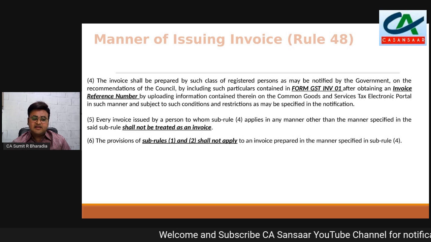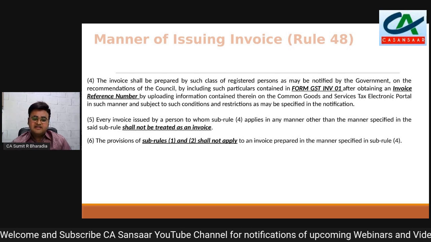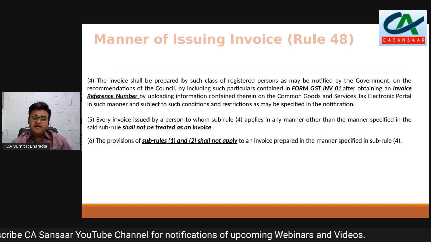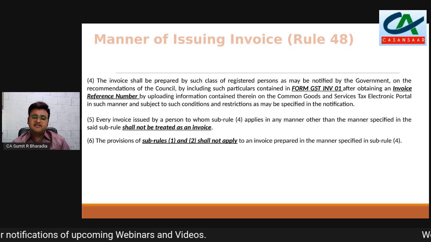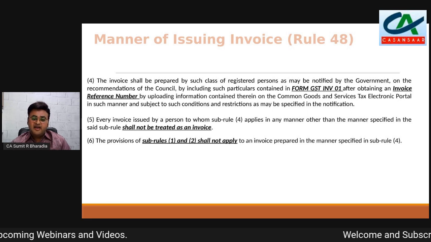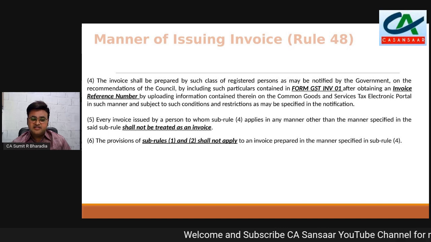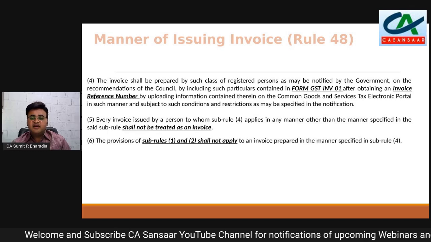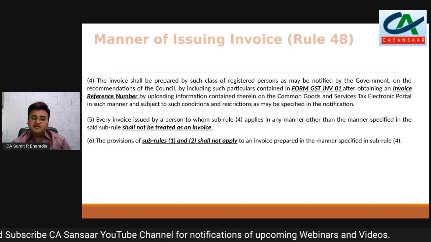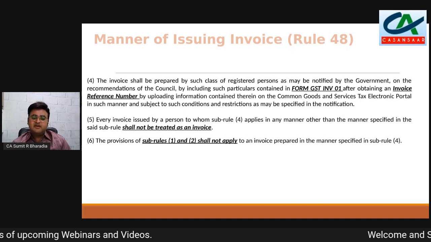Now for e-invoicing, sub-rules 4, 5 and 6 have been introduced. Sub-rule 4 states that the invoice shall be prepared by such class of registered person, that means whose turnover exceeds the limit as specified, in such format, that is the schema form GST INV-01, after obtaining the invoice reference number. Invoice reference number, IRN, is given by the invoice registration portal, that is the GSTN. This is given by sub-rule 4.